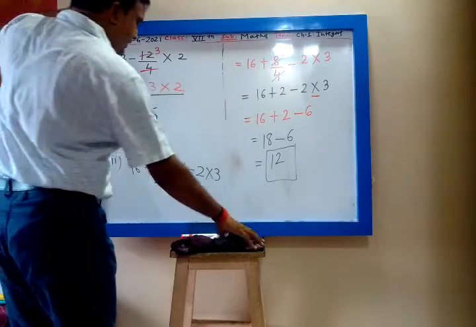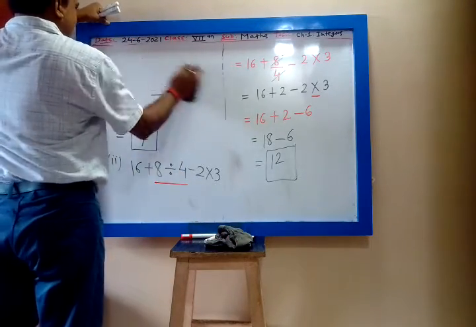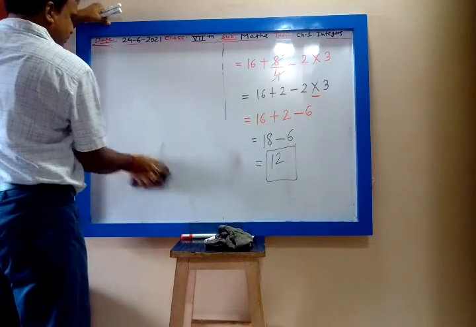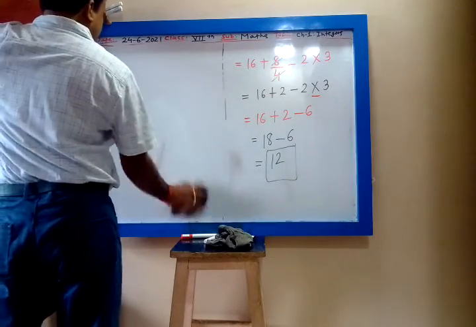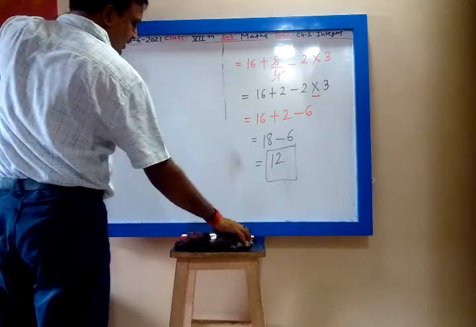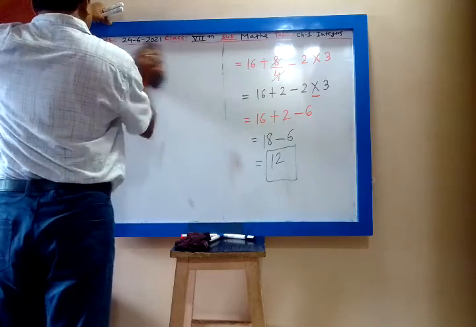Now next it is, so according to BODMAS, whenever you have to solve the given expression, you have to use BODMAS. First open the bracket, then perform division, then perform multiplication, then perform addition, then subtraction. Step by step.